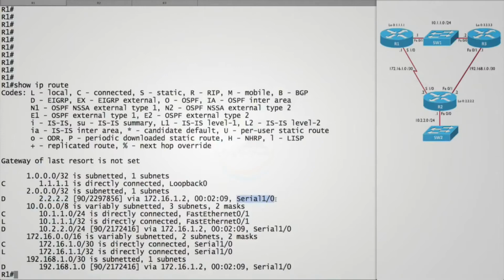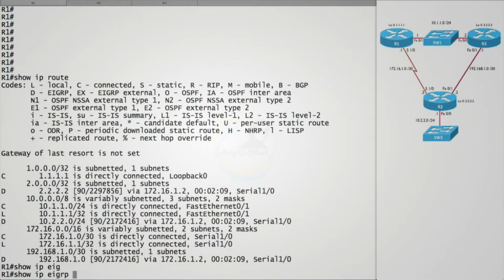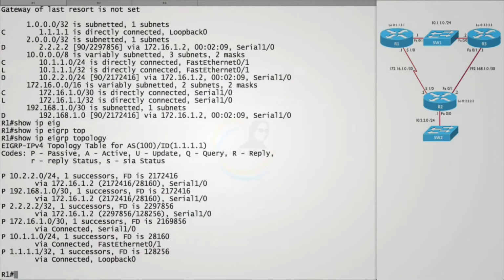And if I take a look at my EIGRP topology table, show IP EIGRP topology, I only know about one route to get to these networks that I know about. While previously, when we were using this topology, I would see a couple of routes to get to some of our networks. So we don't seem to be learning anything from R3.